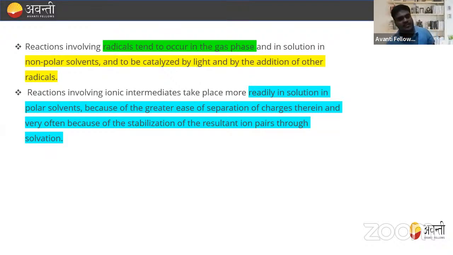Now, reactions involving radicals tend to occur in the gas phase or in solution in a non-polar solvent, catalyzed by light. Similarly, reactions involving ionic intermediates take place directly in solution in a polar solvent because of the greater ease of separation.